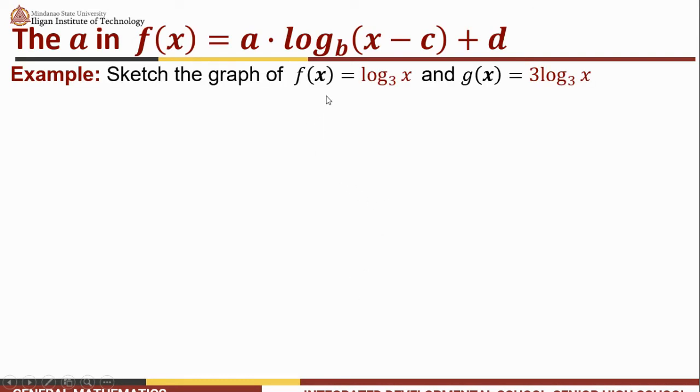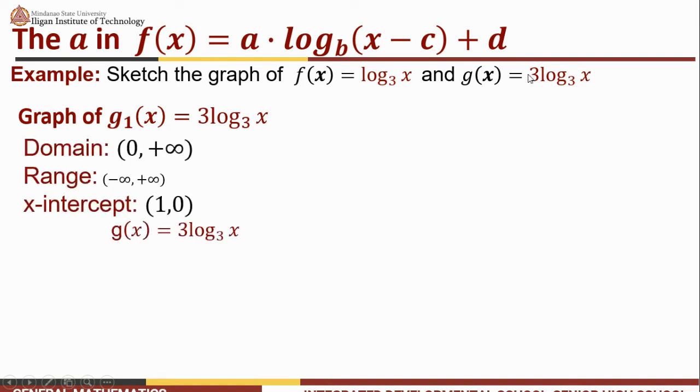Sketch the graph of function f which is equal to log with base 3 of x and function g which is equal to 3 log with base 3 of x. We observe that we have a multiplier here which is equal to 3 and it is greater than 1. So what will happen to this? First, let's find its characteristics. So, we observe that it has a domain of 0 to positive infinity from the definition here. The range here is just the set of all real numbers, and the intercept is just (1, 0).